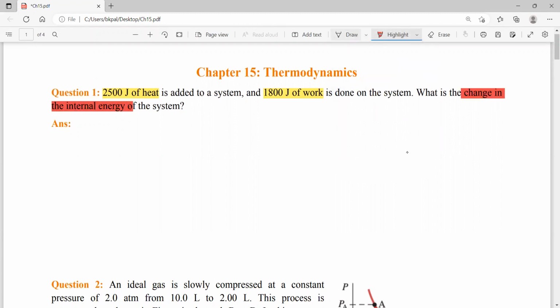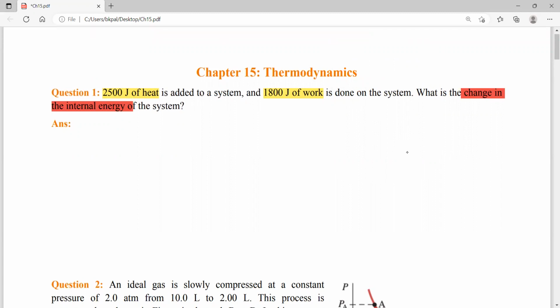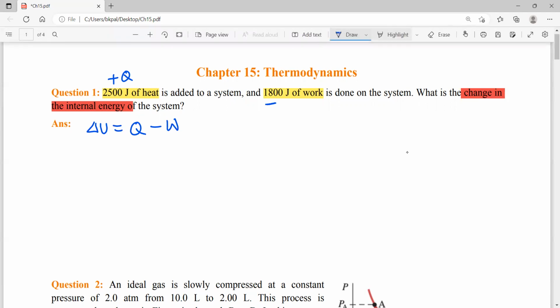Okay, so it looks like not that difficult. It's basically the application of the first law of thermodynamics, and the first law of thermodynamics tells us that delta U is equal to Q minus W. Remember that Q is positive when heat enters the system and negative when heat leaves the system. So it looks like it is positive. So Q equal to positive 2500 joule, and this is work done on the system. So work done is negative here, because it is on the system.